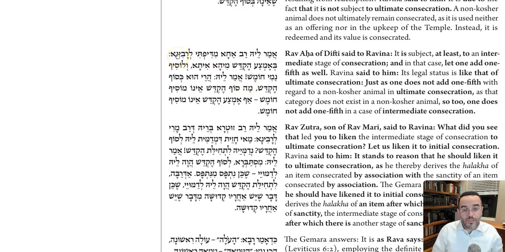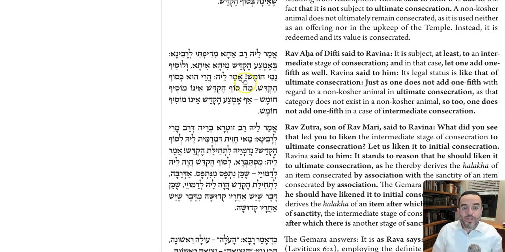So now that we understand that a non-kosher animal can be one of the links in the middle, it can be hekdesh, so why not say that we have to add a fifth surcharge in the middle also? In other words, so far I've been talking about that if it's first A to B, then you have to add a fifth. And if it's at the end, C to D, you don't have to. But what about B to C?